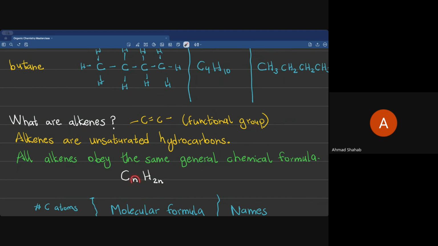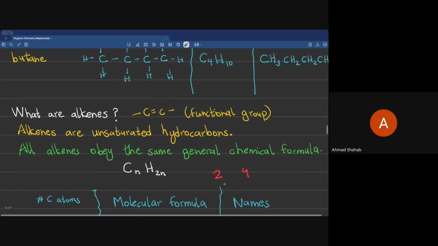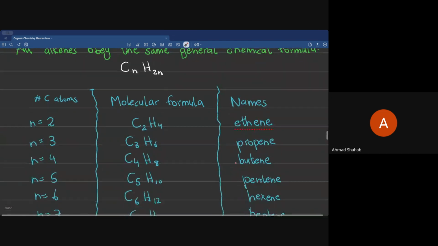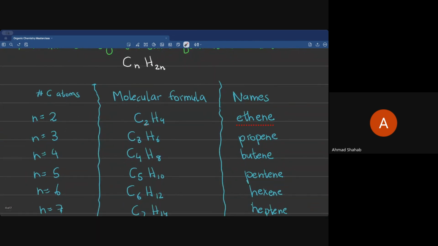जितने भी नंबर ऑफ कार्बन एटम्स होंगे उससे डबल हमारे हाइड्रोजन एटम्स होंगे. अगर कार्बन 2 है, हाइड्रोजन 4 होंगे. कार्बन 3 है, हाइड्रोजन 6 होंगे, so on and so forth. We did that. N is equal to 2, C2H4.